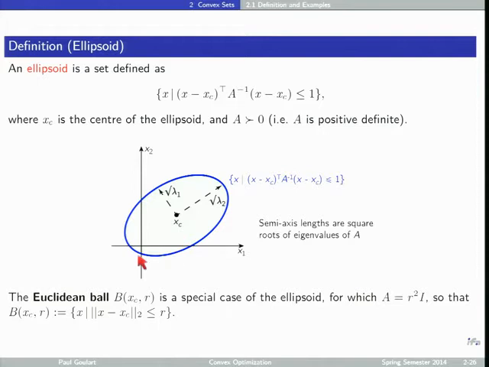Okay, and then if I want to take the 2 norm ball, then I just set A is equal to r squared times I. So now I have a round set. So this is a variation of the 2 norm. Okay, and this is also a convex set.